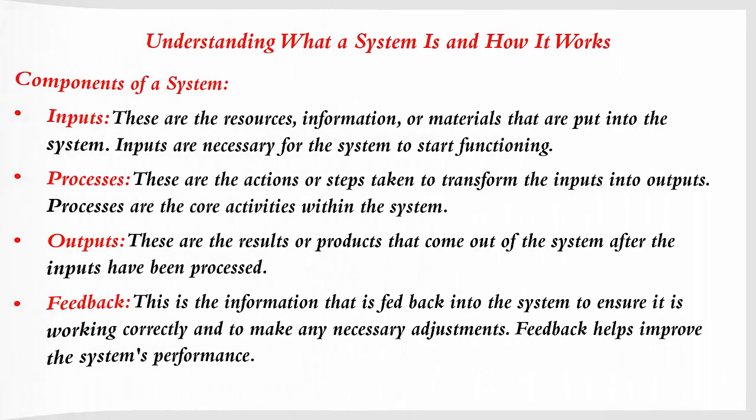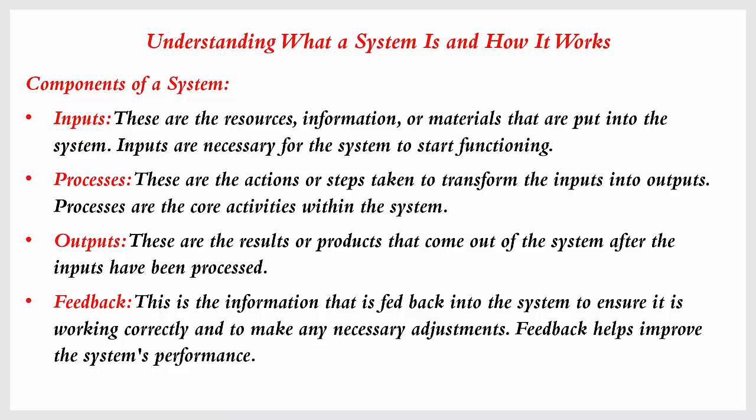Components of a system. 1. Inputs. These are the resources, information, or materials that are put into the system. Inputs are necessary for the system to start functioning. 2. Processes. These are the actions or steps taken to transform the inputs into outputs. Processes are the core activities within the system.